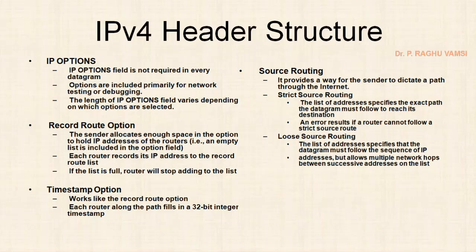The list of addresses specifies the exact path the datagram must follow to reach its destination. An error results if a router cannot follow the strict source route. Thereby, the packets may be lost. Loose source routing: the list of addresses specifies that the datagram must follow the sequence of IP addresses, but allows multiple network hops between successive addresses. Such flexibility is maintained in loose source routing.